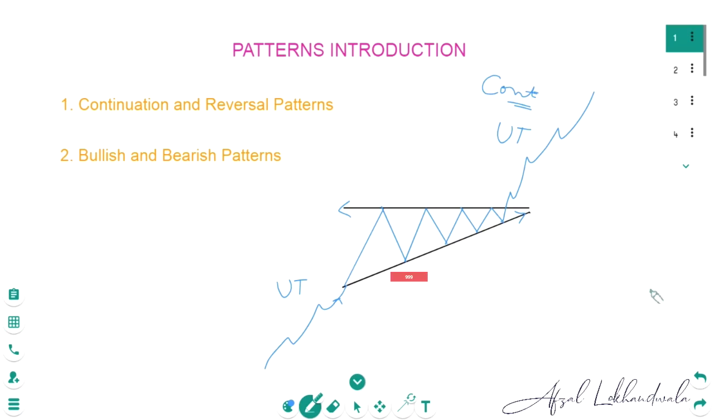Now since the price has broken above the pattern and then the uptrend has started, we say that it is a bullish continuation pattern. When such circumstances occur, when the pattern is such that after the breakout we see that the trend has continued the same as it was before and it is on the upside, that is, it is an uptrend, we say that the pattern has worked as a bullish continuation pattern.